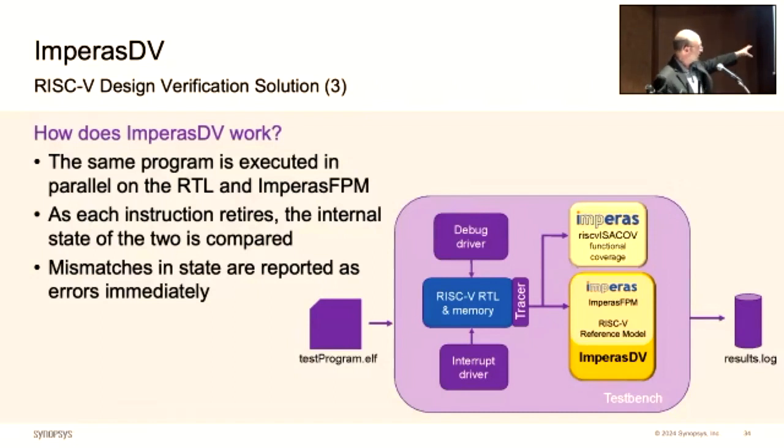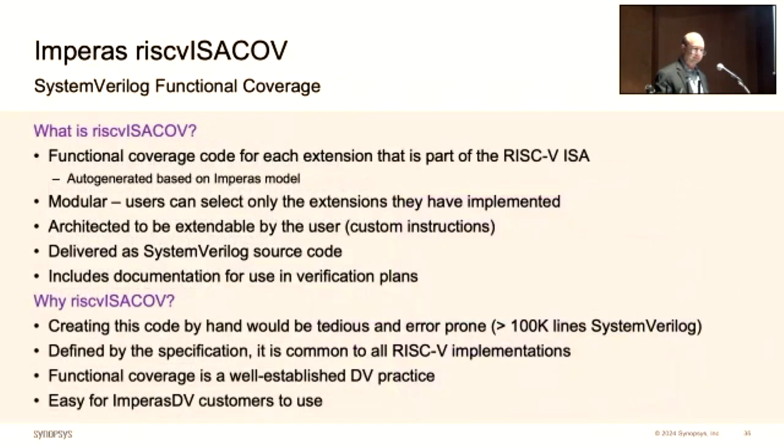So we can also see here not just the reference model and the Imperas DV environment in the test bench, but also functional coverage. So Imperas RISC-V ISACOV is SystemVerilog functional coverage. It is functional coverage for each extension that is part of the RISC-V ISA. It is automatically generated based on the Imperas model. Also, this is modular, so users can select only the extensions that have been implemented.